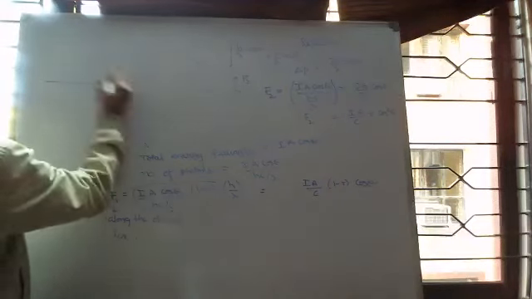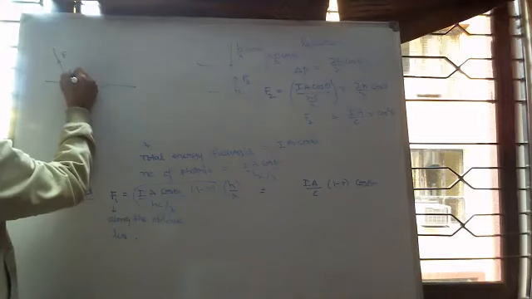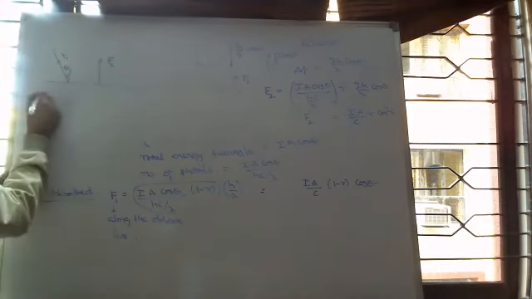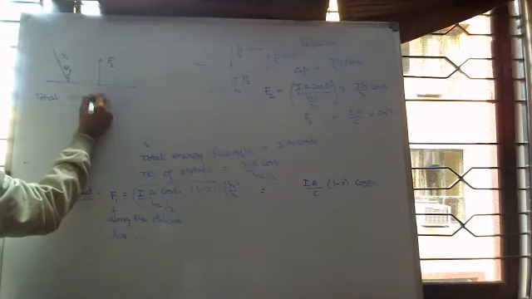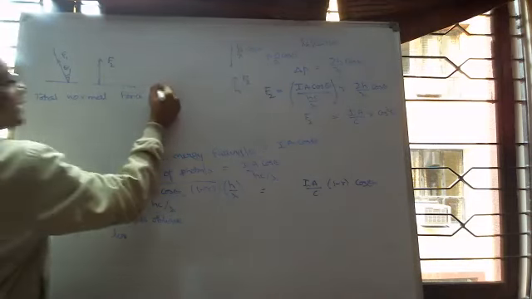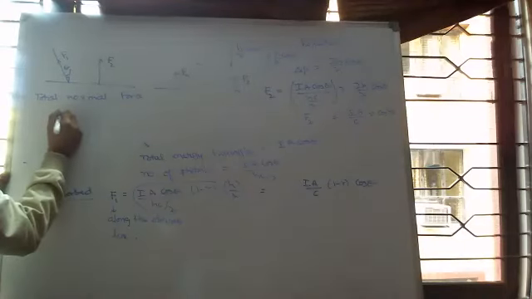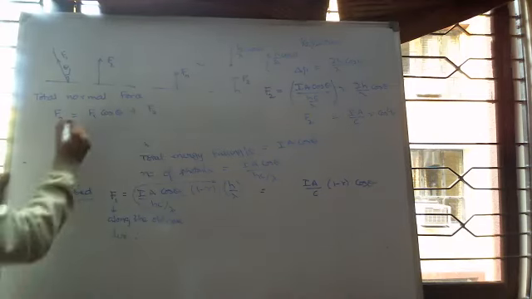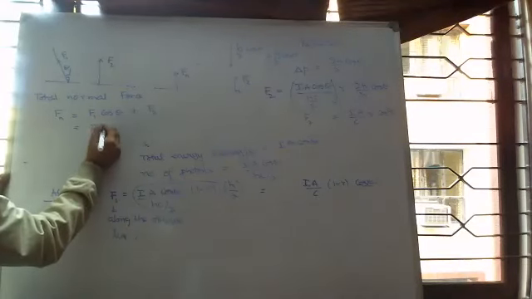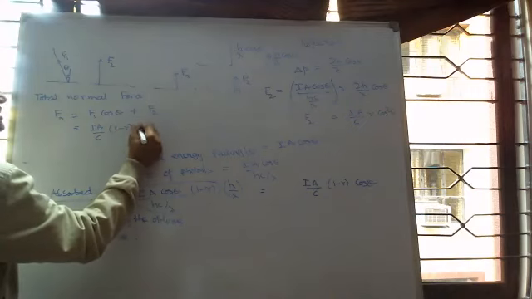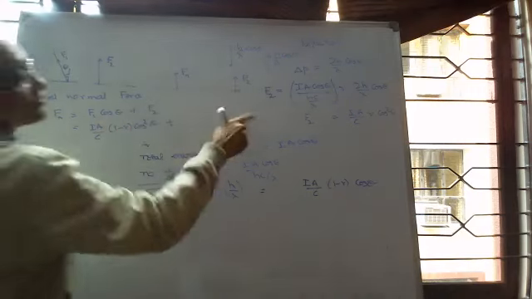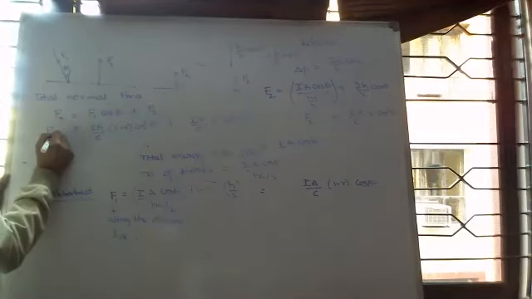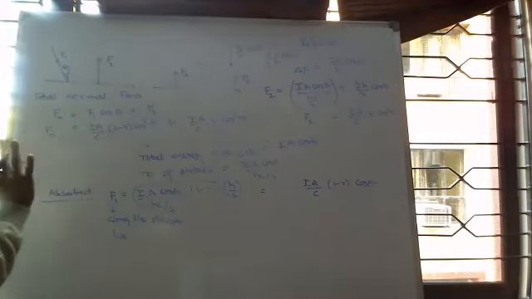Now what is actually happening is that force F1 acts at an angle theta and F2 acts perpendicular. The total normal force Fn would be F1 cos theta plus F2. F1 cos theta is I A by C into 1 minus R cos square theta, plus F2. F2 is I A by C into R into cos square theta. That's the total normal force. And force per unit area will be the pressure.